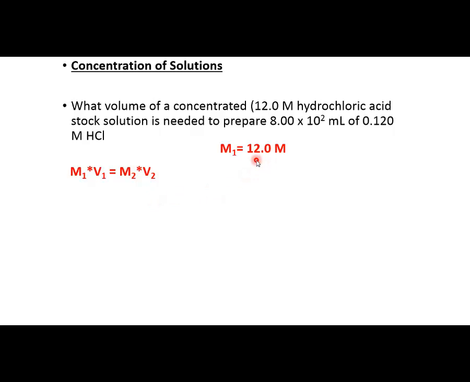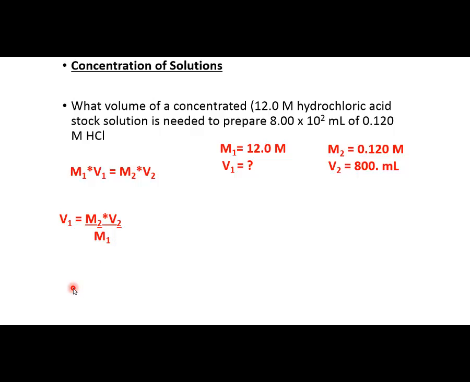My initial molarity for the stock solution of hydrochloric acid is 12 molarity. My volume initial is unknown. That's what I'd like to solve for. My final molarity is 0.120 molarity. And my final volume that I'm diluting everything to is 800 milliliters. So how much of the original stock solution should I use in order to prepare this diluted solution?